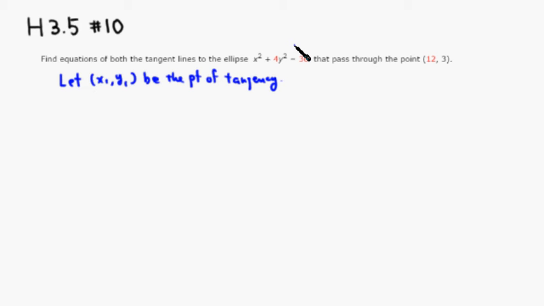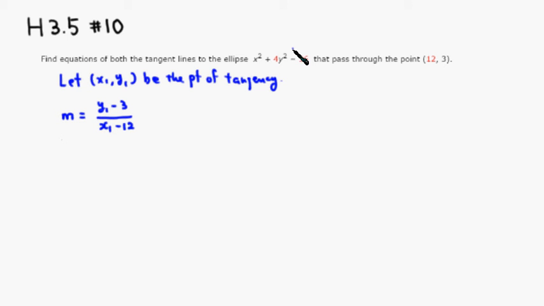If you know that, then we can find the slope of the tangent line. So m is going to be, if you use the slope formula, simply (y1 minus 3) over (x1 minus 12), right? Because you have 2 points there. And another way to do that would be using the derivative.